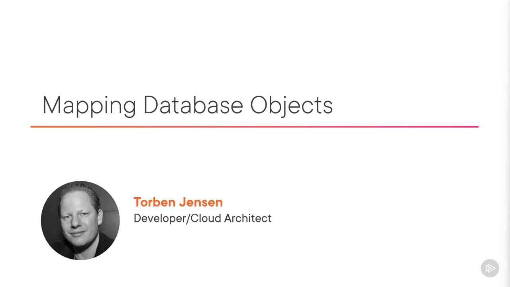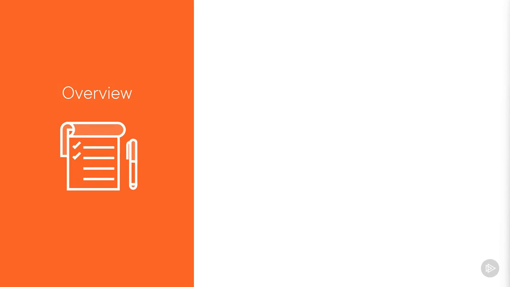Hi, and welcome to the Mapping Real-World Classes in EF Core 6 course. My name is Torben Jensen, and in this module we'll explore how to map database objects. In a relational database such as SQL Server, a database object is a data structure that can be used to store or reference data. In this module, we'll look at some of the more important ones, such as user-defined functions, stored procedures, and more. This module will be all about database objects.